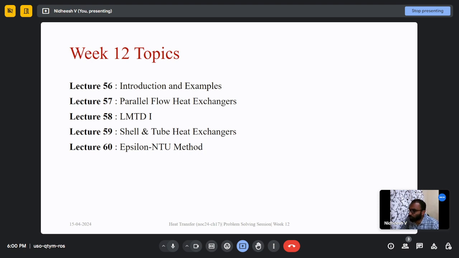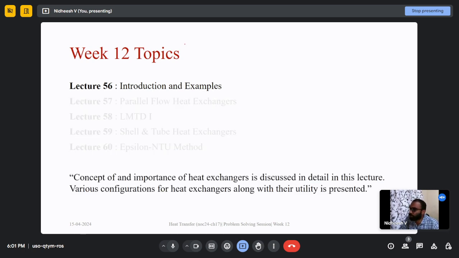Okay, these are the week 12 topics. This will be, I think, the last week for this course, and for this week we had 5 lectures, all focused on heat exchangers, heat transfer through heat exchangers. The first lecture for the week, lecture 56, talked about introduction and examples of heat exchangers. The concept and importance of heat exchangers was discussed in detail in this lecture, and various configurations along with the utilities were presented, like parallel flow, cross flow, shell and tube heat exchanger, and so on.